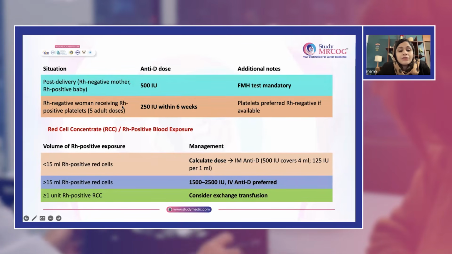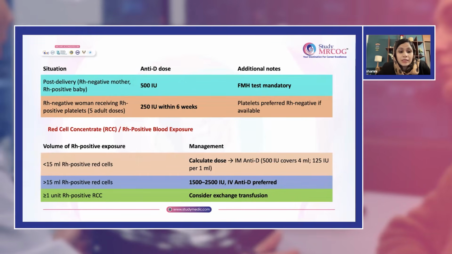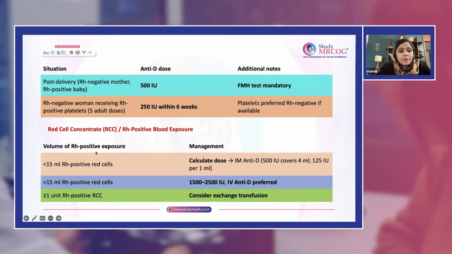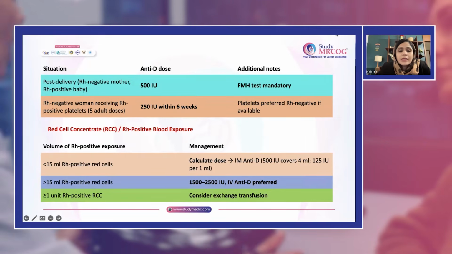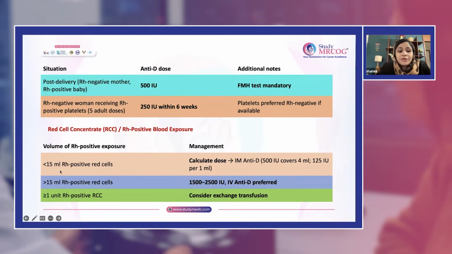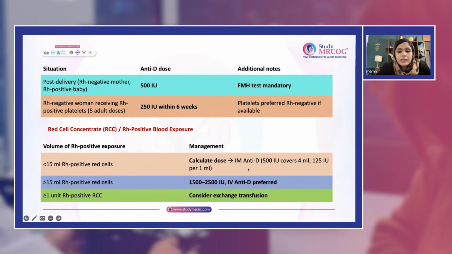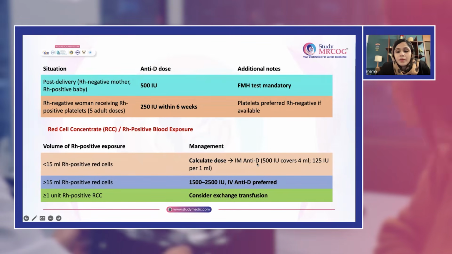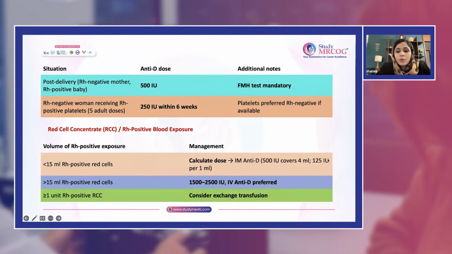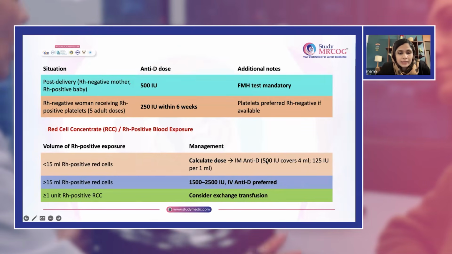Rh negative women, if they receive Rh positive platelets, 5 adult doses, you have to give 250 international units within 6 weeks. And if there is an inadvertent transfusion of RBC, if it's less than 15 ml Rh positive red cells, for this we have to calculate like this. We have to give 500 units, which covers 4 ml, 125 units per ml, IM anti-D.